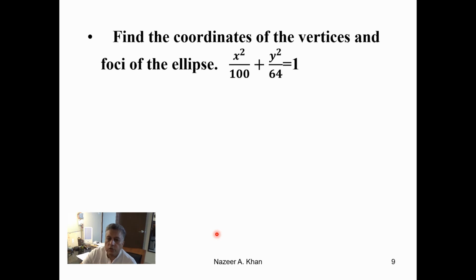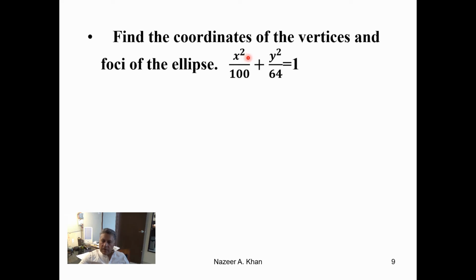Let's go to another one. Find the coordinates of the vertices and the foci of the ellipse. We are actually given the equation of the ellipse this time, and we know that the denominators here could be written as 10 squared and 8 squared, right? But we are asked to find the vertices. The vertices are very, very easy. Just analyzing this particular equation, I could see that I have plus or minus 10.